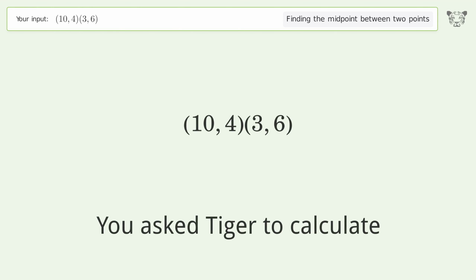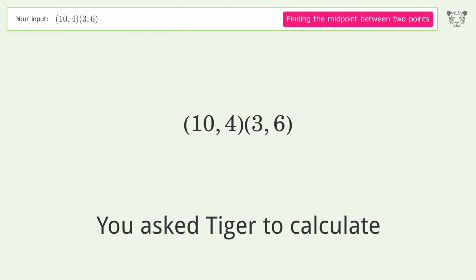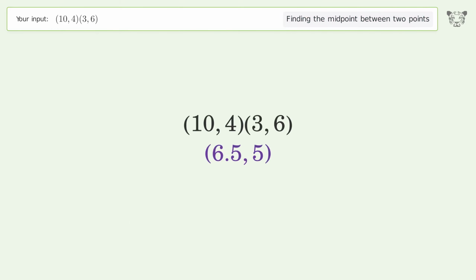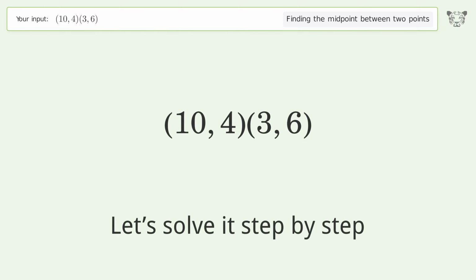You ask Tiger to calculate. This deals with finding the midpoint between 2 points. The midpoint between the 2 points is 6.55. Let's solve it step by step. Plot the 2 points and calculate the midpoint using the formula.